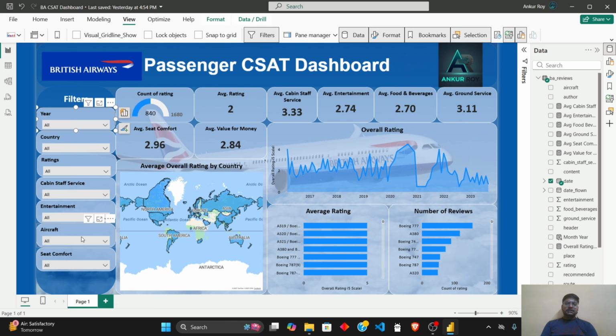This dashboard demonstrates how customer feedback data can be transformed into actionable business insights using Power BI. It combines KPIs, trends, geographic analysis, and aircraft-level insights into a single interactive reporting solution.